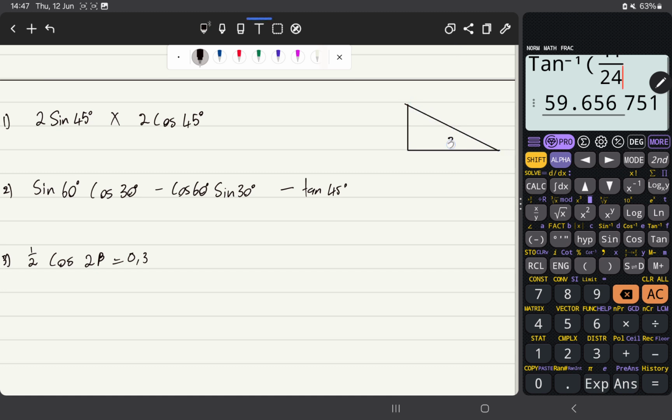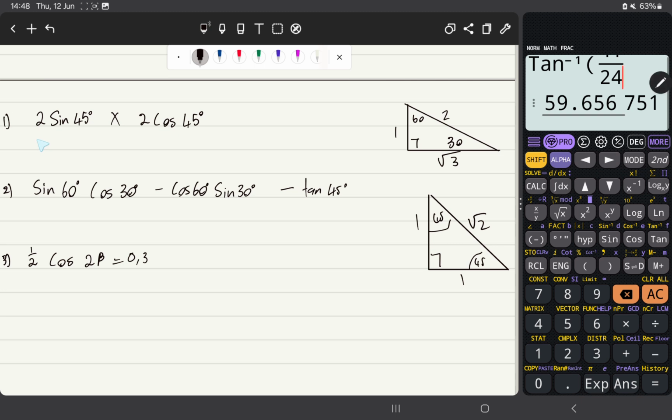Yeah, so we have 30, 60, 90 degrees, sine 30 is 1 over 2, and this is just square root of 3. Then we have another one. This one is 45, and this is 1, and this is square root of 2. And then you have your special angles, and you can just go on with it.